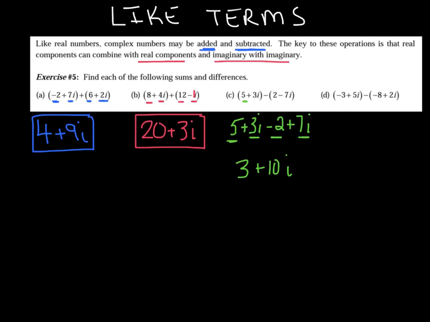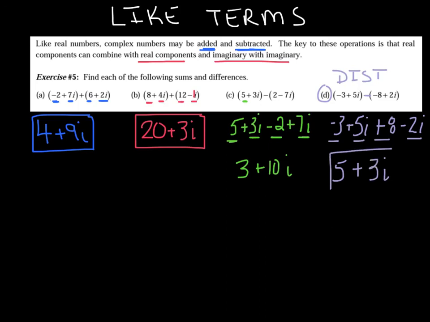Pretty straightforward. Again, on part D, let's go ahead and distribute first. Anytime you see that minus sign, I really want to focus on distributing. So we got -3 plus 5i plus 8 minus 2i. Combine the -3 with the positive 8 and you'll end up with 5. And then combine the 5i with the -2i and you'll have a grand total of 3i as the difference of those two complex numbers.